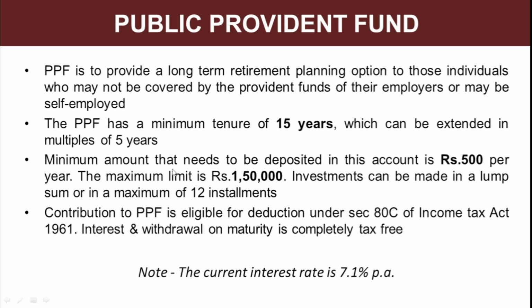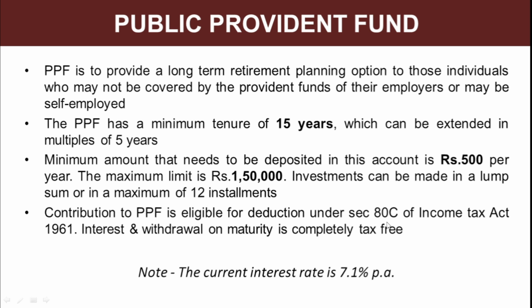Now you need to focus on this limit that has been provided. So the minimum amount that needs to be deposited in this account is rupees 500 and the maximum limit is 1,50,000. So as low as 500 and as high as 1,50,000 can be deposited in a PPF account in one single year. Investments can be made in a lump sum or in a maximum of 12 installments.